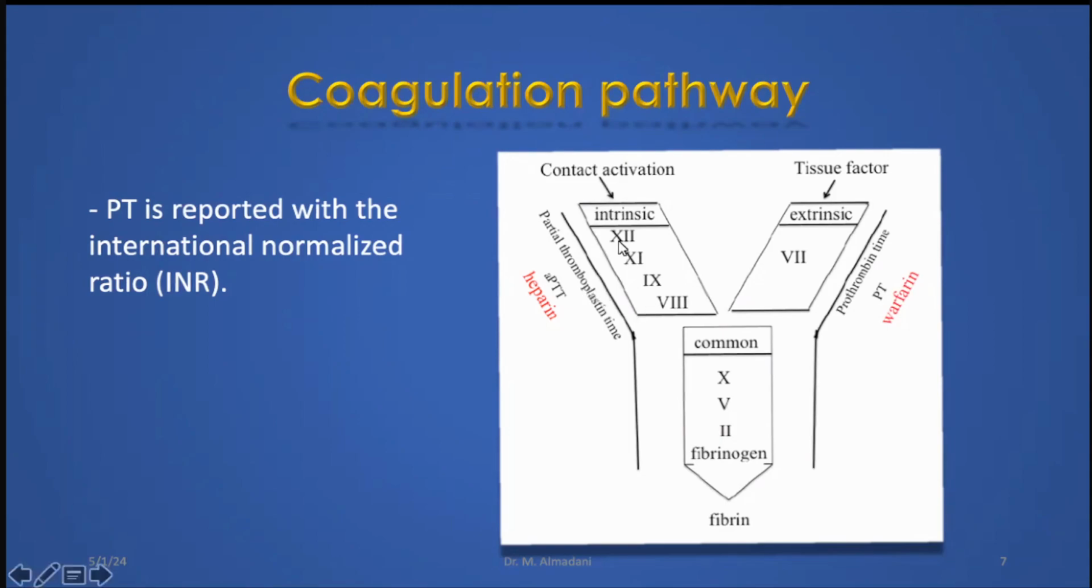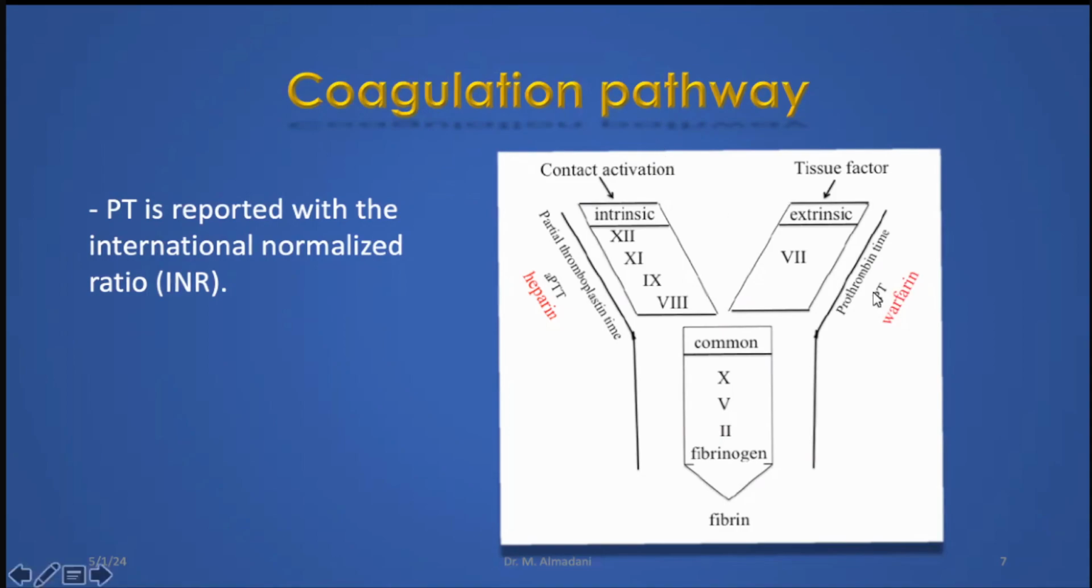On the other hand, how do we monitor the intrinsic pathway? By the aPTT, or partial thromboplastin time. This is to monitor the intrinsic pathway. You know heparin infusion. Sometimes patients are given heparin infusion. How to monitor the heparin infusion is by measuring the aPTT mainly.